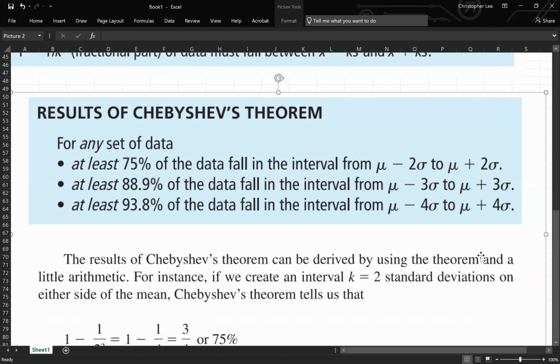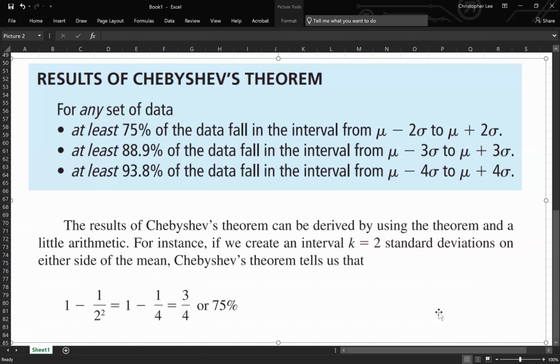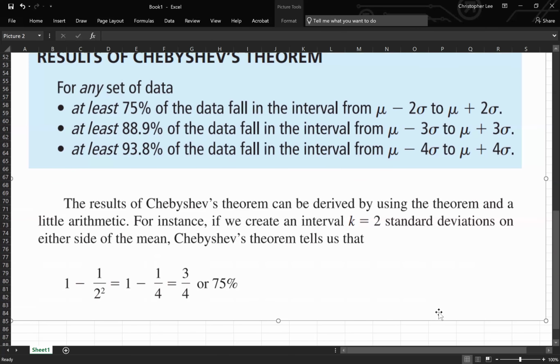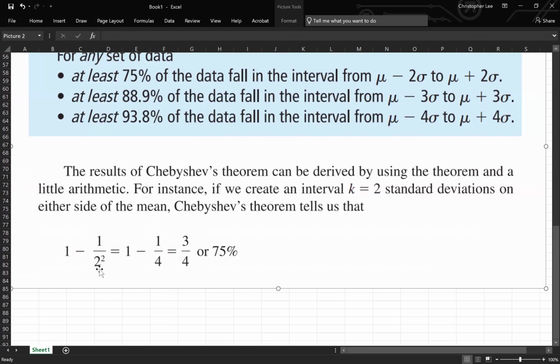The results of Chebyshev's theorem can be derived by using the theorem and a little arithmetic. For instance, we can create an interval with k equal to two standard deviations on either side of the mean. Chebyshev's theorem tells us that 1 minus 1 over 2 squared is equal to 1 minus 1 over 4, which is equal to 3 over 4, or 75% of the data. So that's how you can use arithmetic to get that.